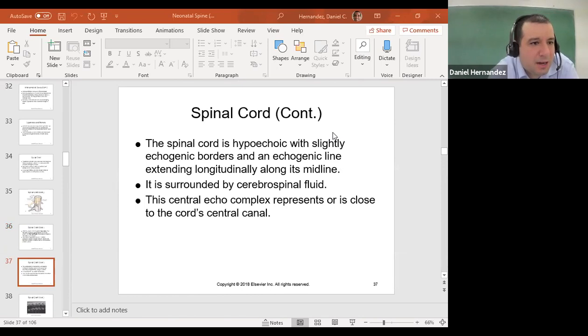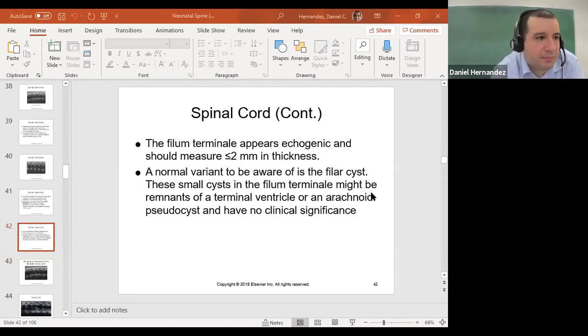So the spinal cord is hypoechoic with slightly echogenic borders and an echogenic line extending longitudinally along its midline. It's surrounded by cerebral spinal fluid. The central echogenic complex represents, and is close to, the cord's central canal. The filum terminale appears echogenic and should measure less than 2 millimeters in thickness.